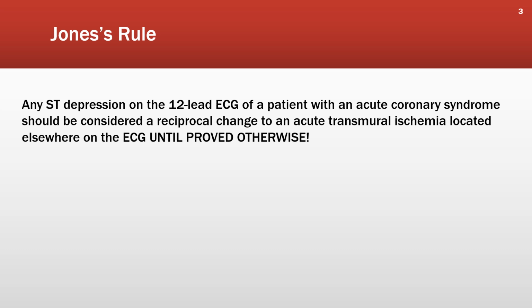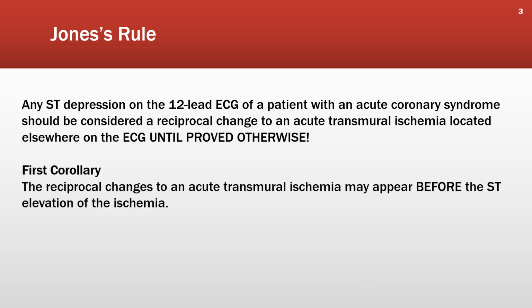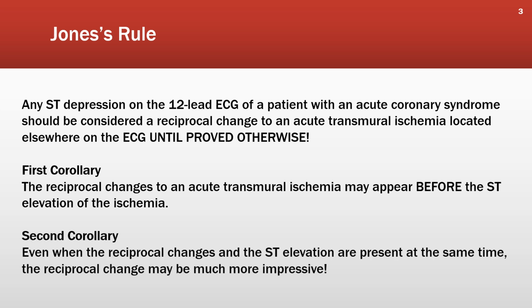Now, there are two corollaries to Jones's rule. The first corollary: the reciprocal changes to an acute transmural ischemia may actually appear before the ST elevation of the ischemia. In other words, the reciprocal changes may come first. The second corollary: even when the reciprocal changes and the ST elevation are present at the same time, the reciprocal change may be much more impressive.